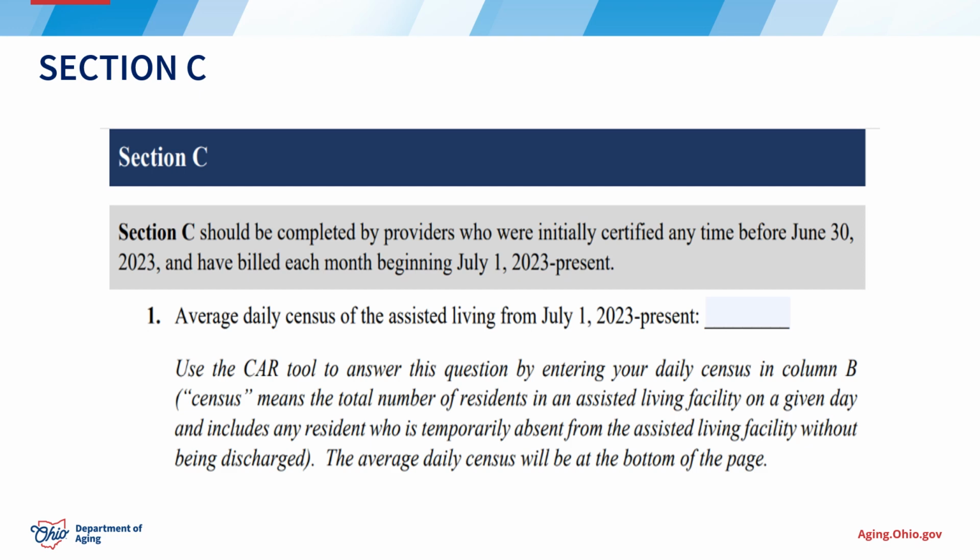Similar to section B, you will use the CAR to complete section C, and you will open up the CAR tool to complete columns B and column C in the Daily Census tab. You will make sure that each line turns from red to white to indicate that a value has been added. And when you scroll all the way to the bottom of the Excel document, the total number in column B is what you will put to question number 1 on this screen.